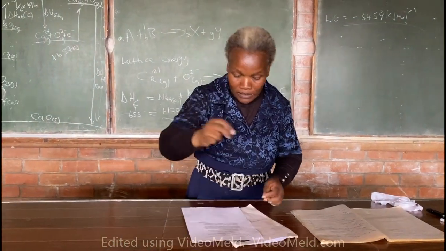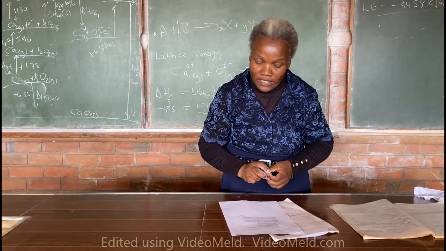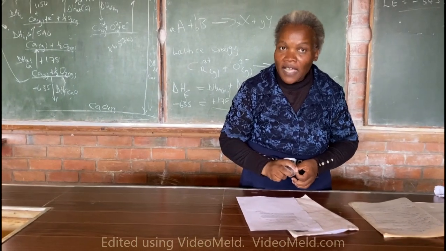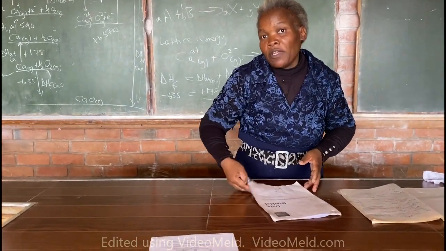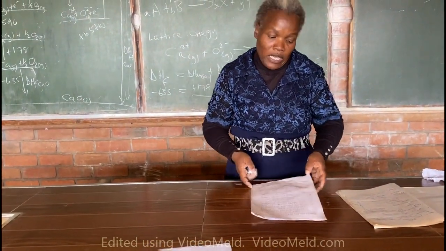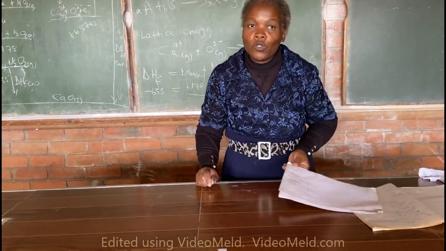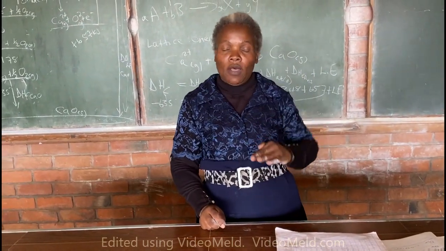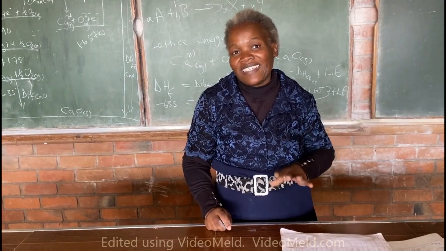The next part: explain how and why the lattice energy of calcium oxide is different from that of strontium oxide. When you look at the periodic table, calcium and strontium, they are both elements in group 2. But as you go down the group, the atomic radii is increasing because of the increasing number of atomic shells. So strontium is lower than calcium, which means strontium has a larger atomic radius.